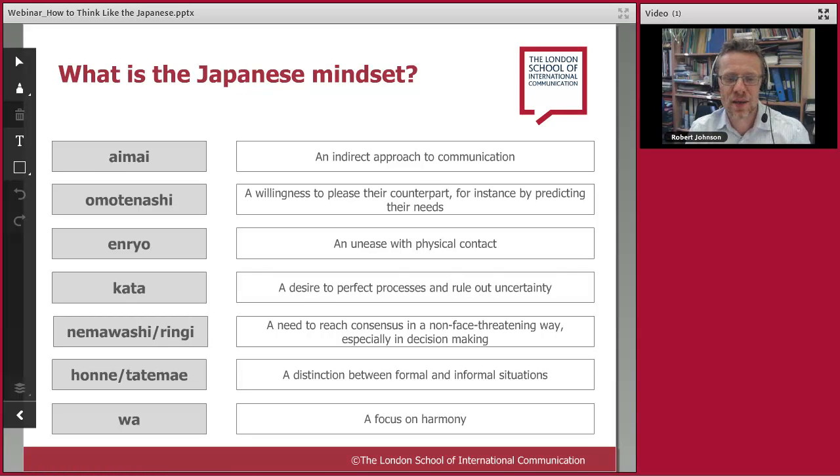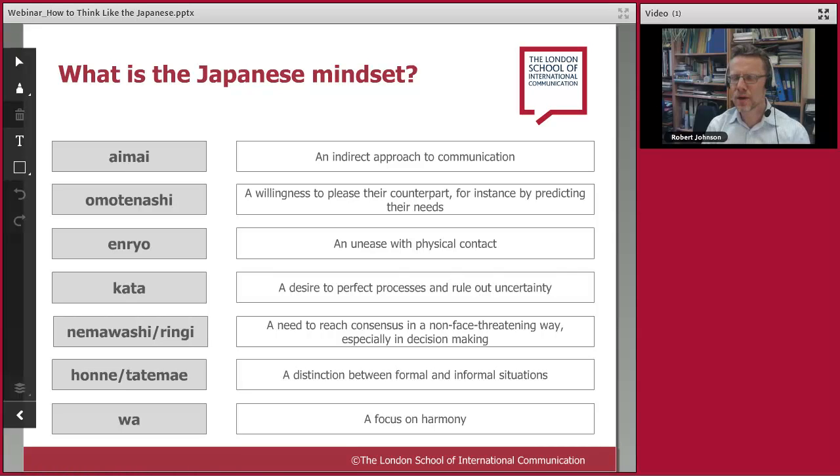Finally, as you said, wa is a Japanese concept. It's harmony, and it's harmony in interpersonal relations. I'm not saying that the Japanese don't have arguments. They do, but they tend to keep their arguments away from the public eye. You don't do your dirty washing in public. You tend to keep things behind closed doors.